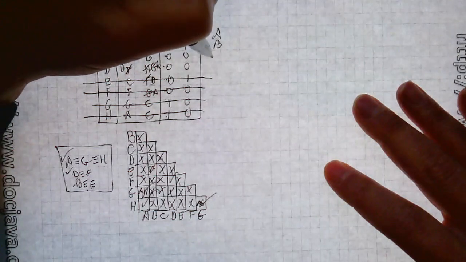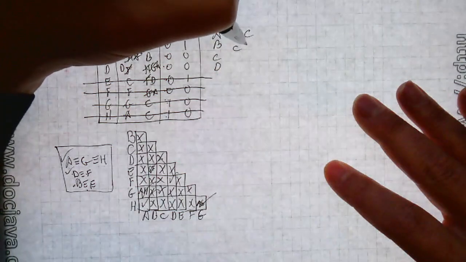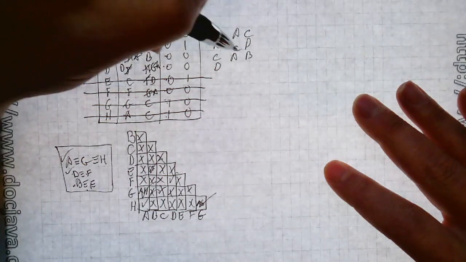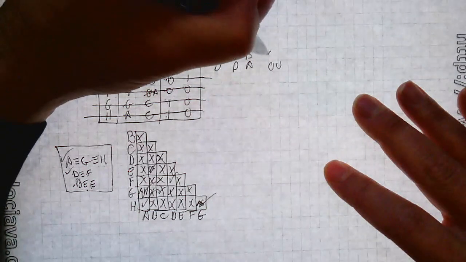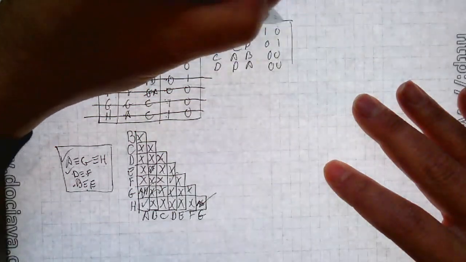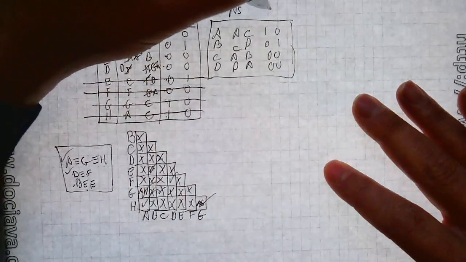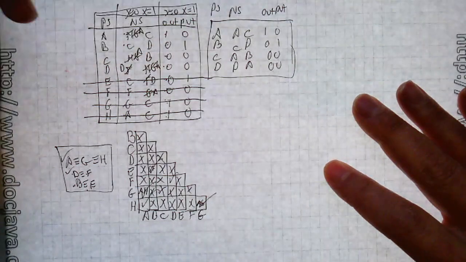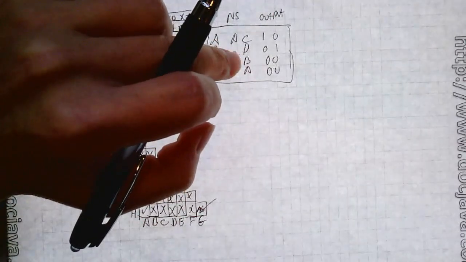A, B, C, D, A, C, C, D, A, B, D, A, 0, 0, 0, 0, 0, 1, 1, 0. And that is my reduced table for the present state, the next state, and the output. Now, let's see if that is correct. A, B, C, D. That is your answer, and that is correct.